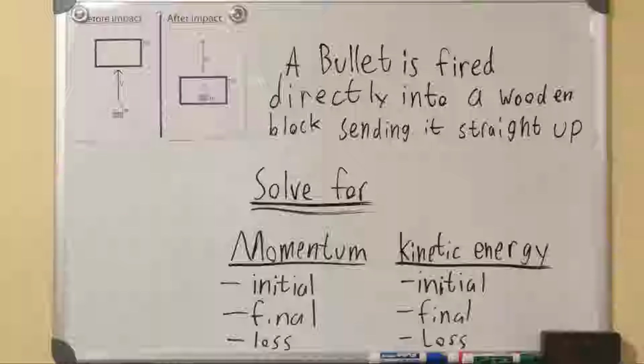A bullet is fired directly into a wooden block, sending it straight up. How can we find the initial momentum, the final momentum, the loss in momentum, and how can we find the initial kinetic energy, the final kinetic energy, and the loss in kinetic energy?